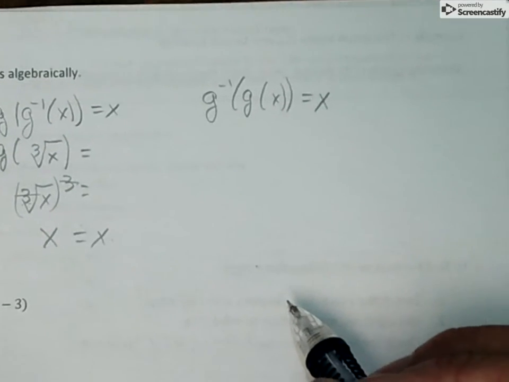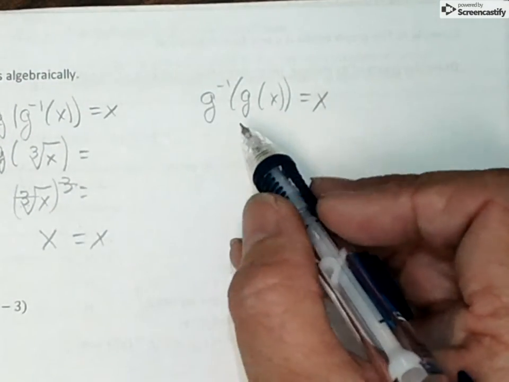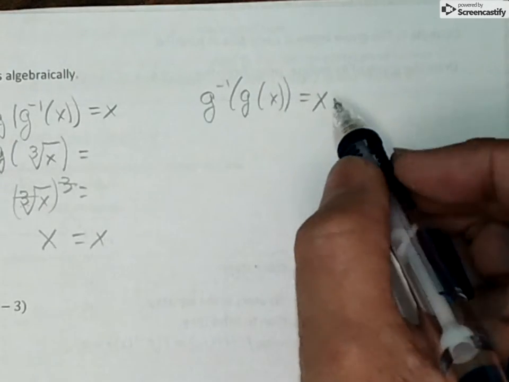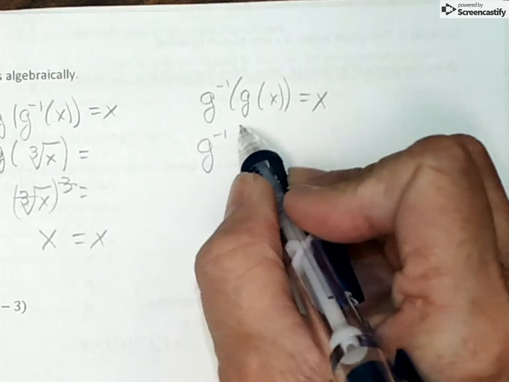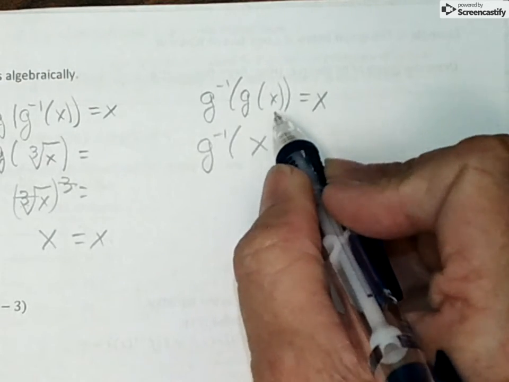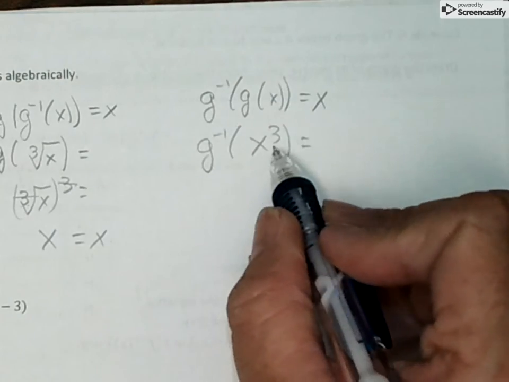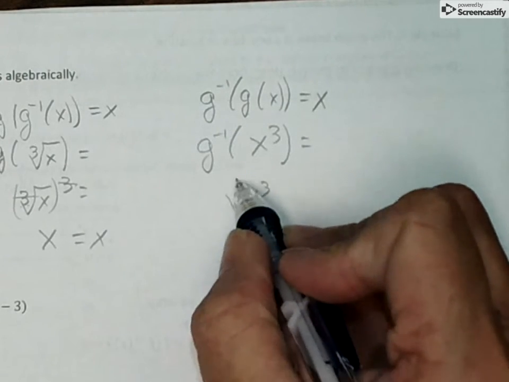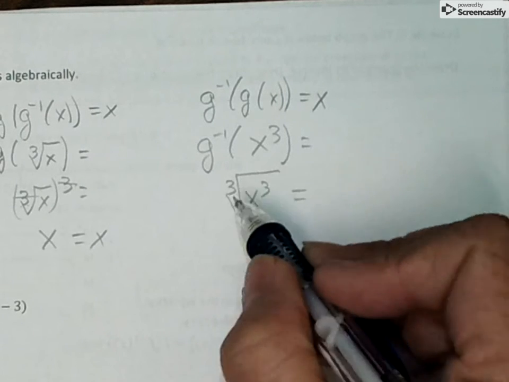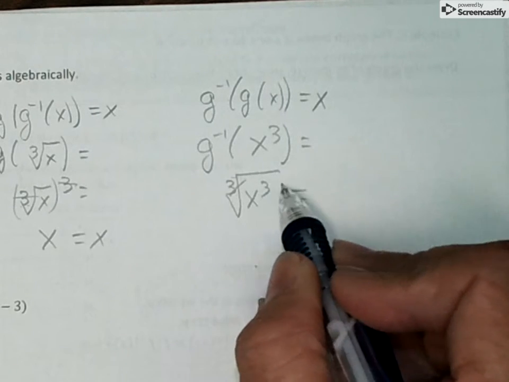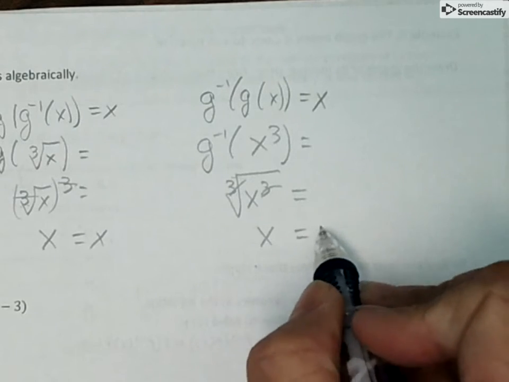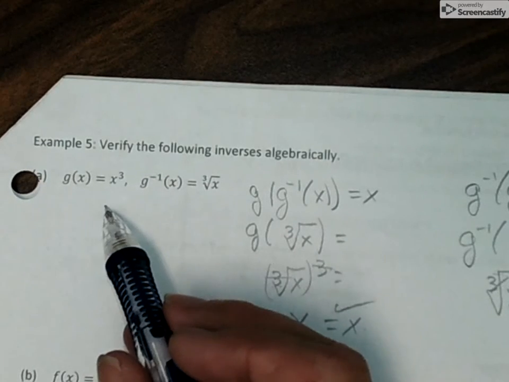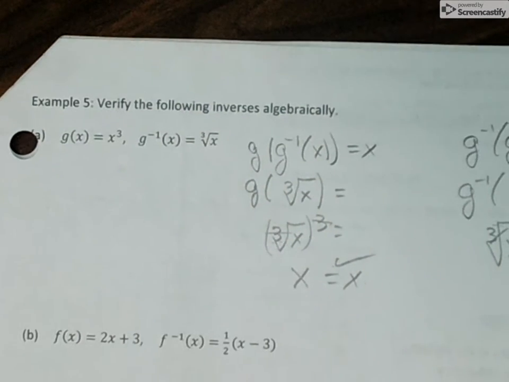And now I'm going to do the same thing in the opposite order. So if I compose g inverse with g of x, I want to see if that equals x. So g inverse of x cubed, I'm now taking x cubed and putting that into g inverse. So x cubed, I want to take the cube root of that. Cube root of cubed cancels, leaving just x. X does equal x. So we've proven that g and g inverse are inverses of each other.